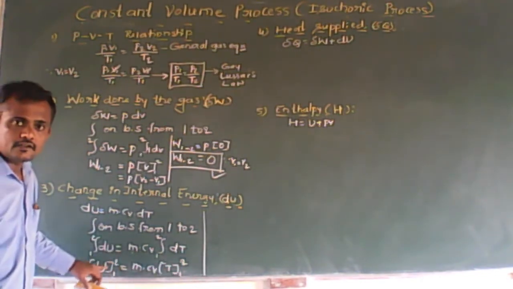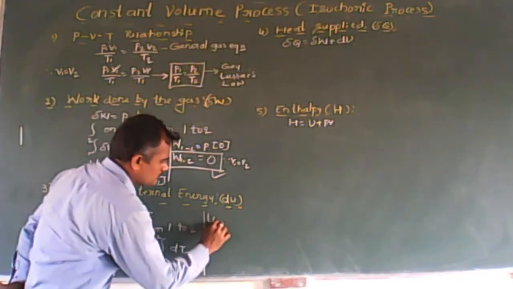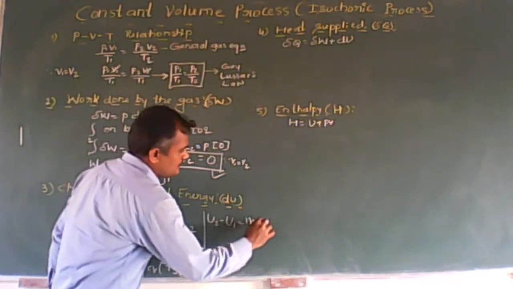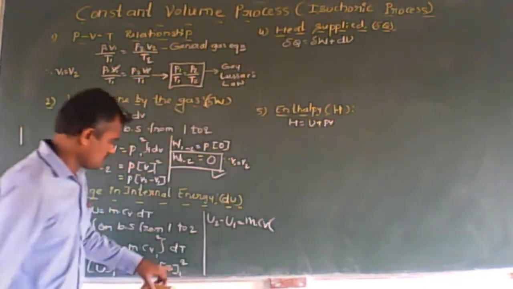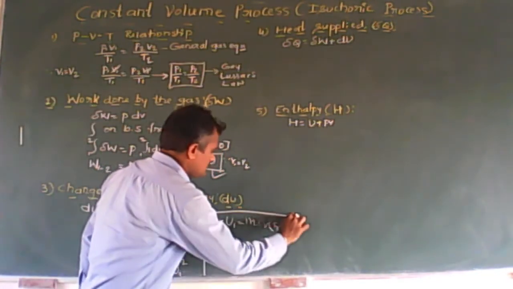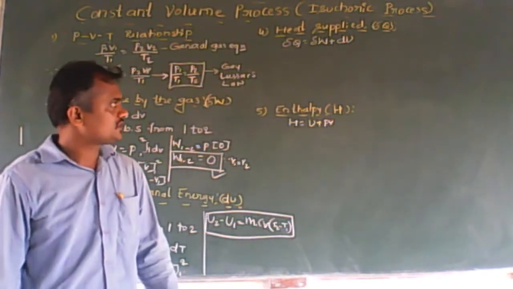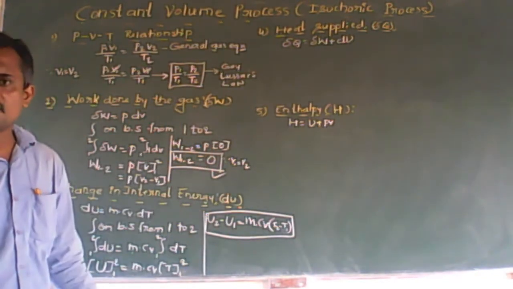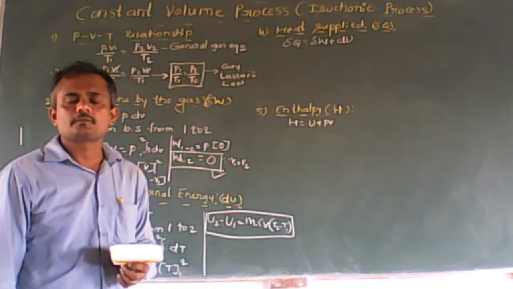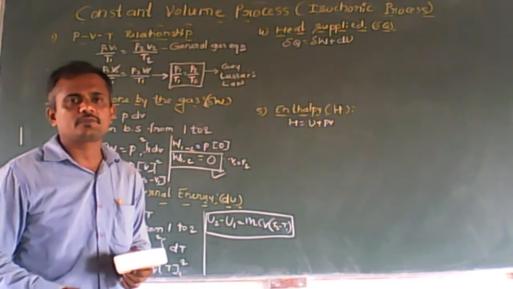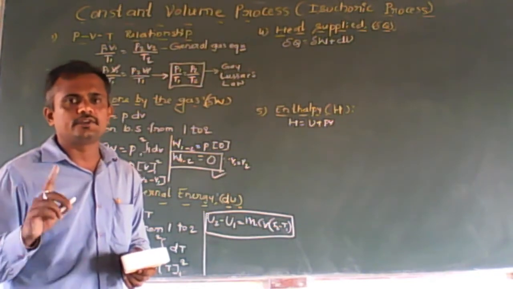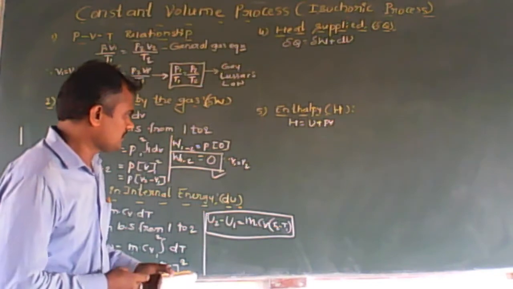So I take upper limit minus lower limit: U2 minus U1 is equal to m into Cv into T2 minus T1, as m and Cv are already constant here. This is the general expression for change in internal energy during a constant volume process. For a constant volume process, U2 minus U1 for the 1 to 2 process is equal to m into Cv into T2 minus T1. So try to remember this equation.